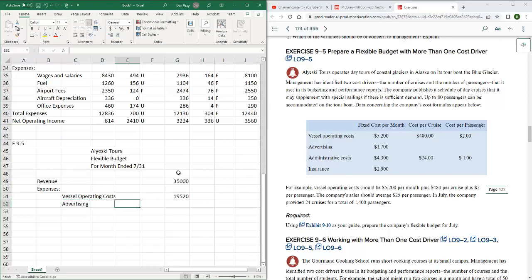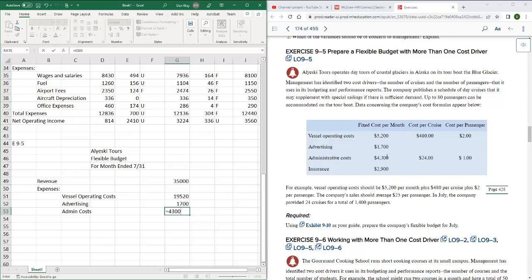So there we are, $19,520. Next up was advertising. That has a fixed component of $1,700 per month, no variable components for either cost driver. As we know, in a flex budget, we do not flex fixed costs. We assume those stay the same in total. So $1,700. We had some admin costs. That had a fixed piece and then variable pieces per cruise and per passenger.